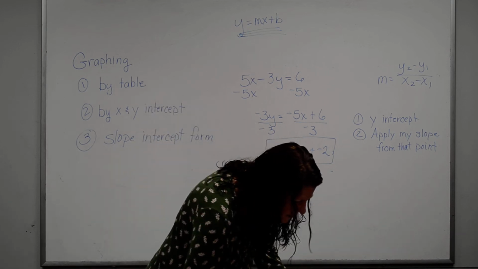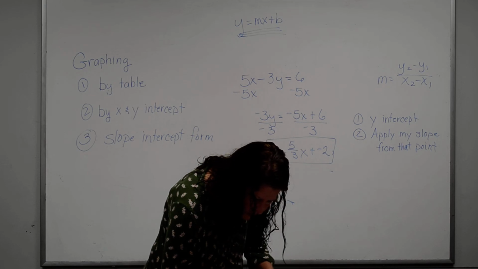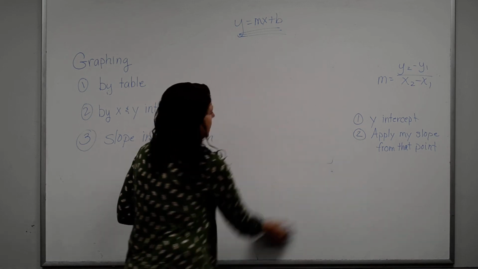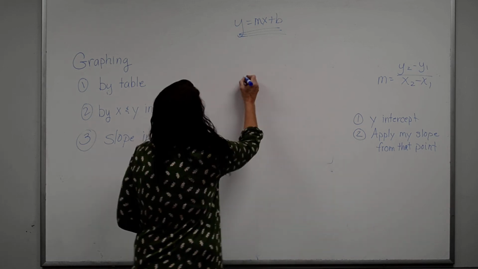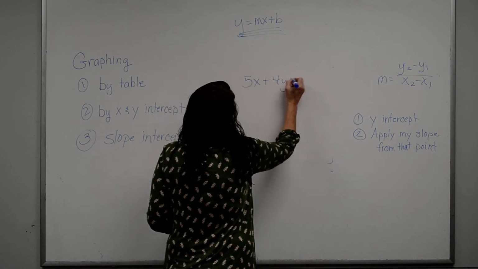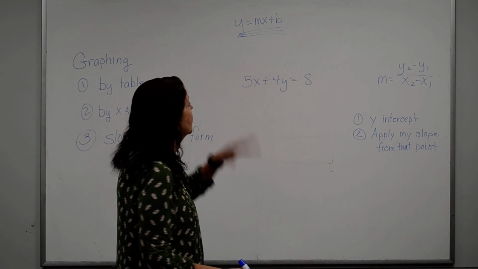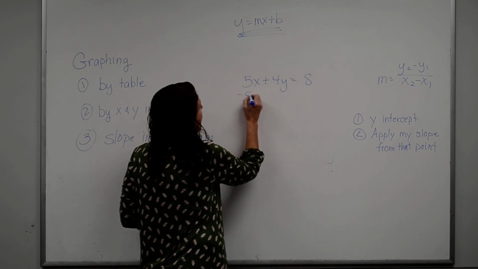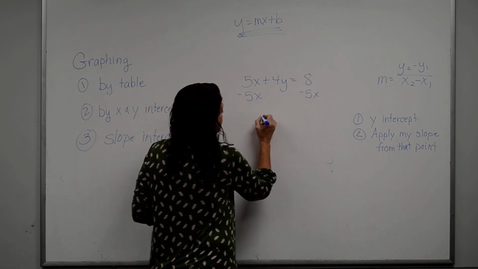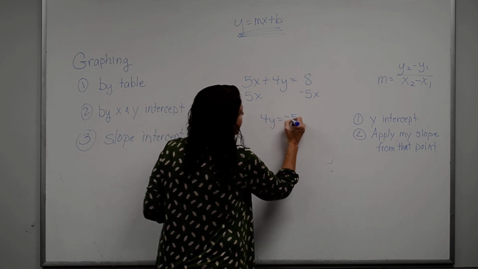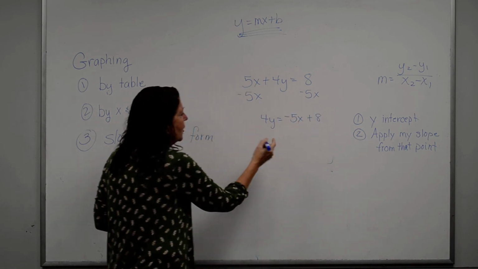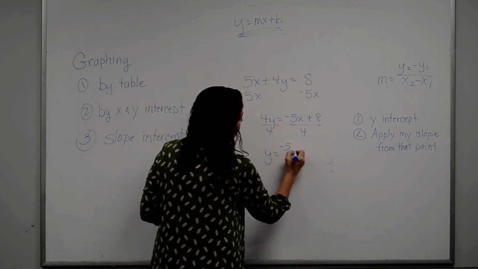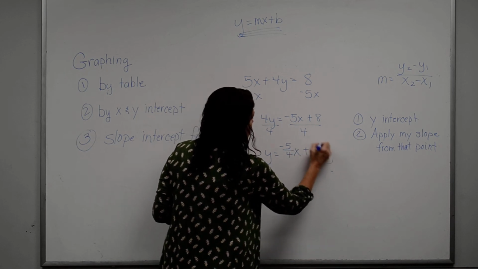Let's do another one that's like that. Let's see, here's one. All right, so let's say I have 5x plus 4y equals 8, and it says graph. So I want to get it in slope-intercept form, so I want to solve for y. I'm going to subtract 5x from both sides. So I have 4y is equal to -5x plus 8. Remember, the x has to go first. I'm going to divide both sides by 4, and I get y is equal to -5/4 x plus 2.